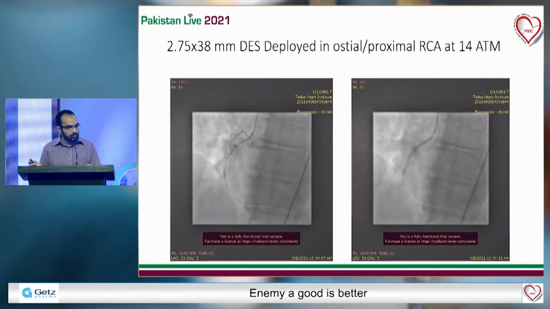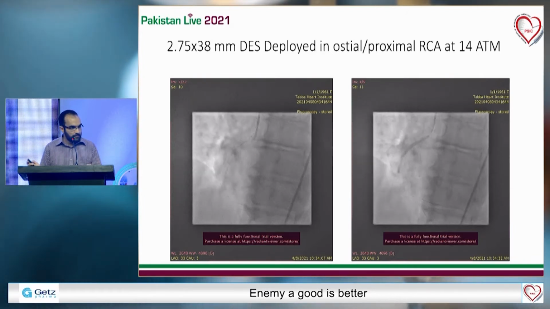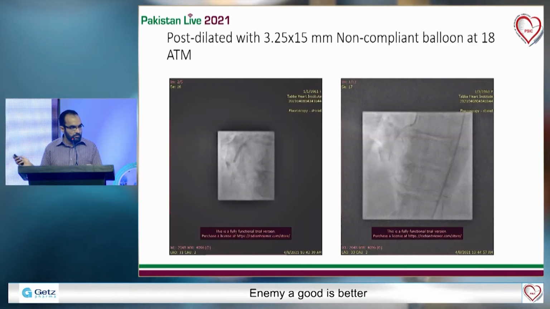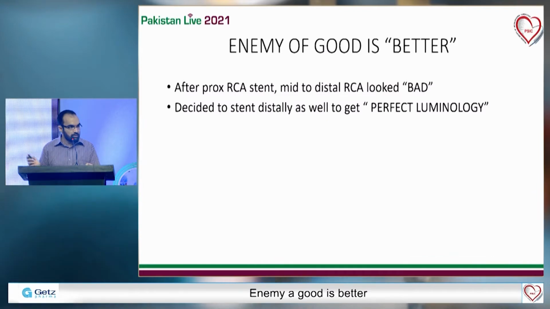Then a 2.75 into 38 mm DES was deployed in posterior to proximal RCA at 14 ATM. The stent was post-dilated with 3.25 into 15 mm non-compliant balloon at 18 ATM. After proximal RCA stenting, we looked at mid to distal RCA, it looked bad and we decided to stent distally as well to get perfect luminology.